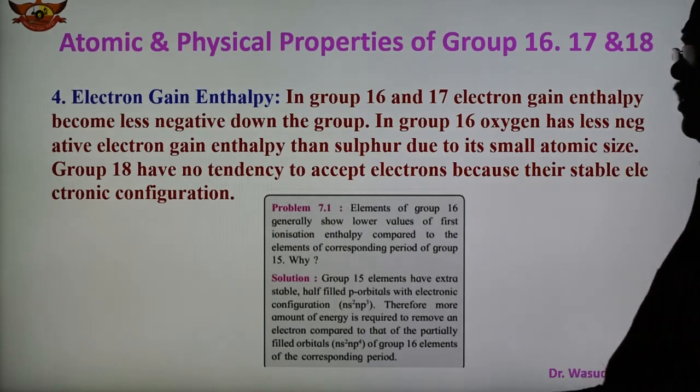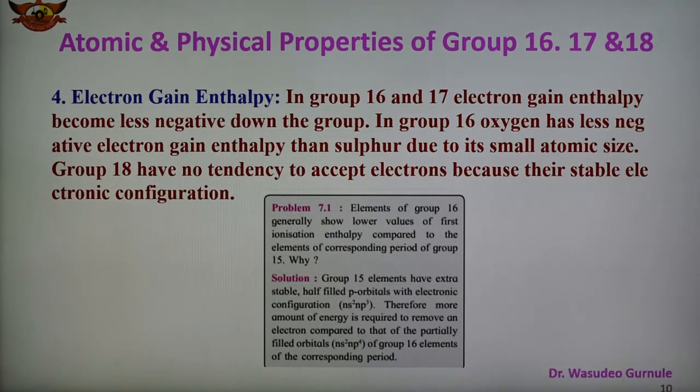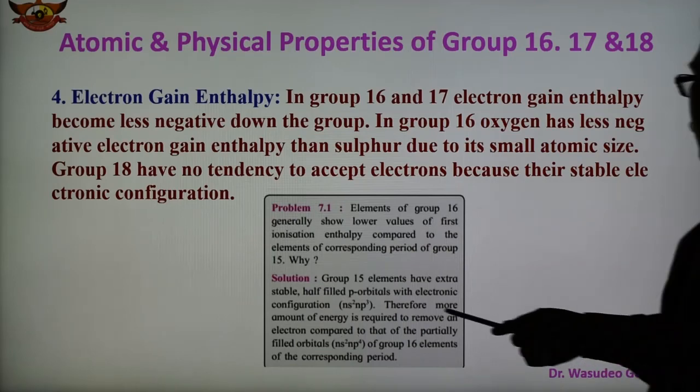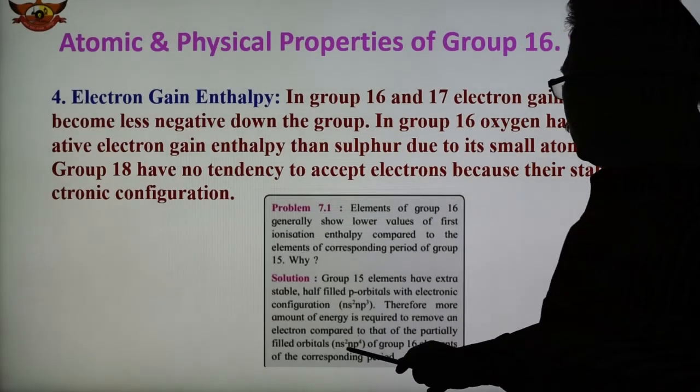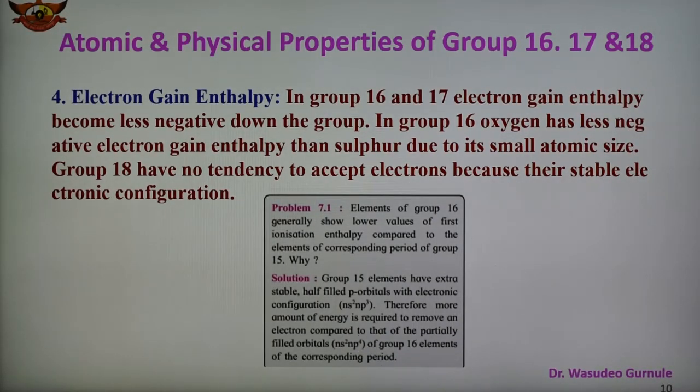np3 means half-filled. The p orbital can hold a maximum of 6 electrons, and here the p orbital has 3 electrons, therefore it is half-filled, and half-filled orbitals are more stable. Therefore more energy is required to remove an electron from this stable configuration. As compared to this, group 16 elements have the configuration ns2 np4, and therefore group 16 has a lower value as compared to group 15.